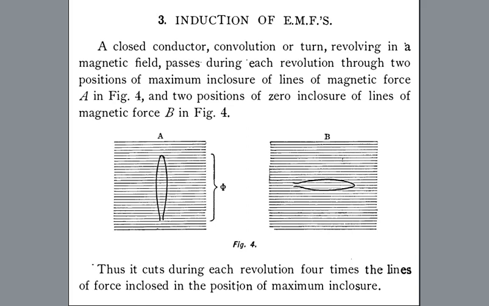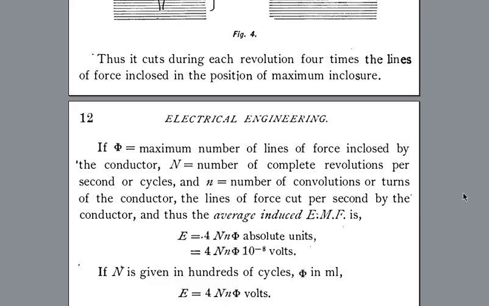3. Induction of electromotive forces. A closed conductor convolution or turn, revolving in a magnetic field, passes during each revolution through two positions of maximum enclosure of lines of magnetic force, labeled A in Figure 4, and two positions of zero enclosure of lines of magnetic force, labeled B in Figure 4. Thus, it cuts during each revolution 4 times the lines of force enclosed in the position of maximum enclosure.